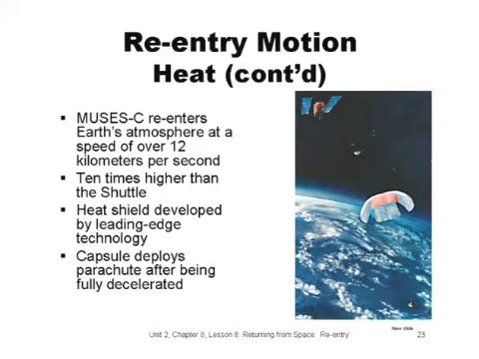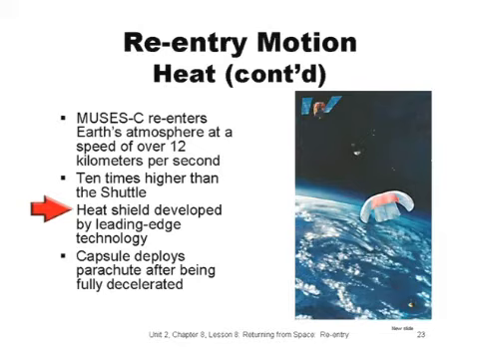You can see the final phase of the MUSES-C mission, which had a small re-entry capsule with the asteroid sample inside. It re-entered Earth's atmosphere at a velocity of over 12 kilometers per second. The maximum heating rate of the capsule during re-entry was 10 times higher than that of the space shuttle and several times higher than the Apollo recovery modules. Therefore, leading-edge technology was necessary to develop the heat shield.